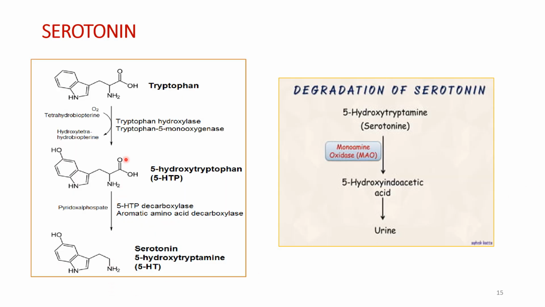Next, coming to the next biogenic amine, that is serotonin. Serotonin is formed from tryptophan. With the help of tryptophan hydroxylase, it will be converted into 5-hydroxytryptophan. Next, how is it degraded? This 5-hydroxytryptophan is converted into 5-hydroxytryptamine by the decarboxylase enzyme. Now this serotonin or 5-hydroxytryptamine is converted into 5-hydroxyindoleacetic acid and excreted in the urine with the help of the MAO enzyme.